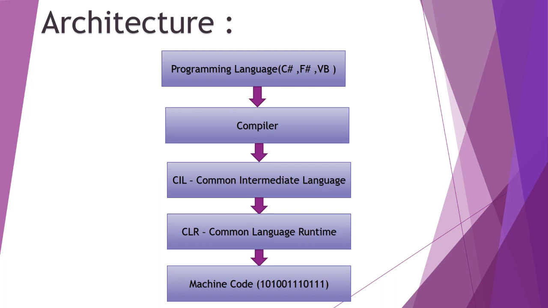So the application that has been written in C# is compiled. Once it's compiled, the compiled code is stored in an assembly file with the extension .dll or .exe. Okay, so when an application runs, the CLR takes the assembly and uses a just-in-time compiler to convert it into machine code. Fine, this is all about your architecture.